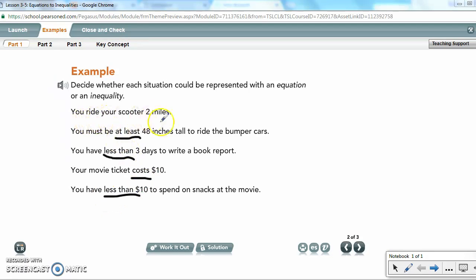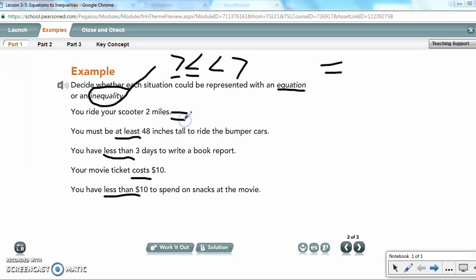What about this? You ride your scooter 2 miles. Do you ride more than 2 miles? No. Do you ride less than 2 miles? No, you ride 2 miles exactly. So an equation, you're going to remember, has that equal sign, where an inequality doesn't have an equal sign, but it has the greater than, the less than or equal to, or the greater than and equal to sign. So if you ride your scooter 2 miles, we're not going greater than 2 miles, we're not going less than 2 miles, so it's an equal sign, it's an equation.